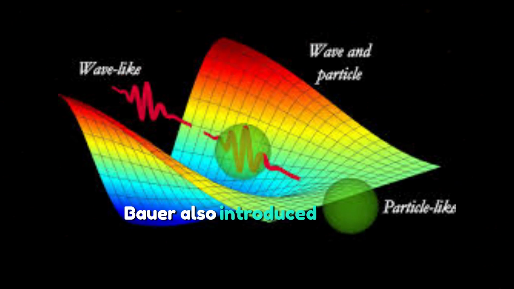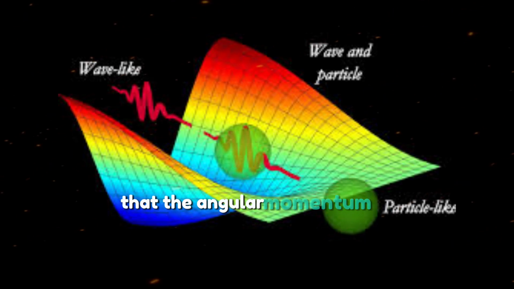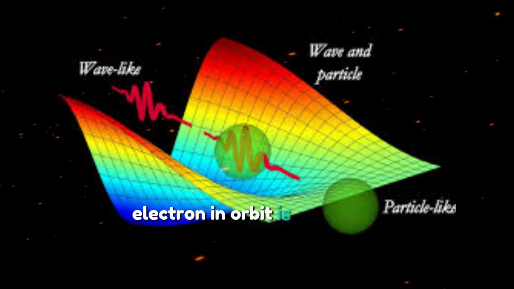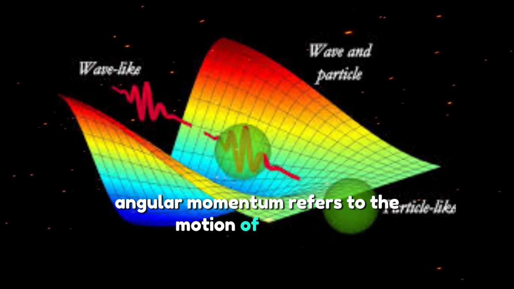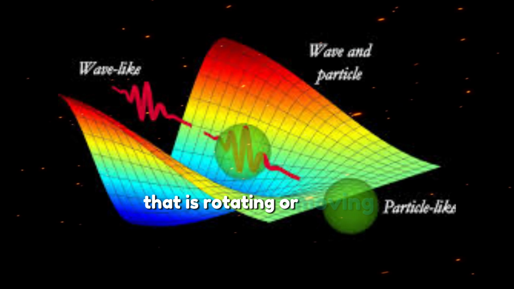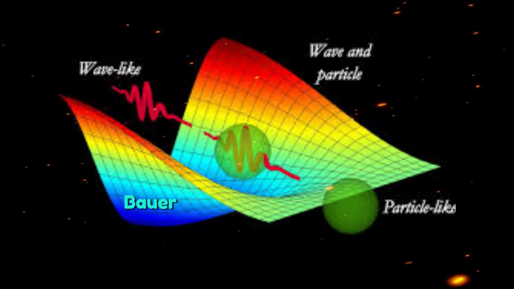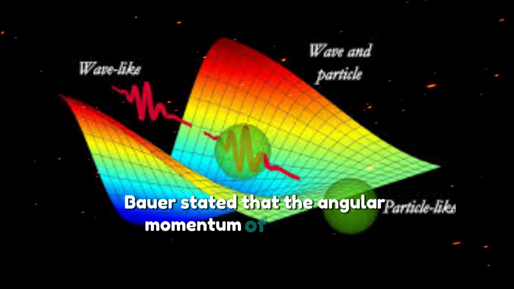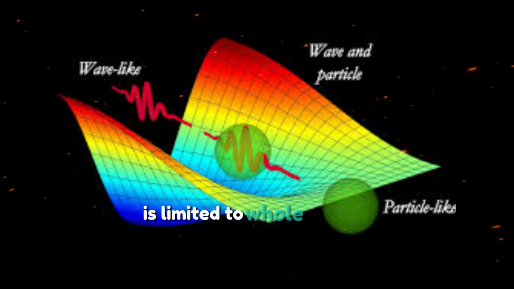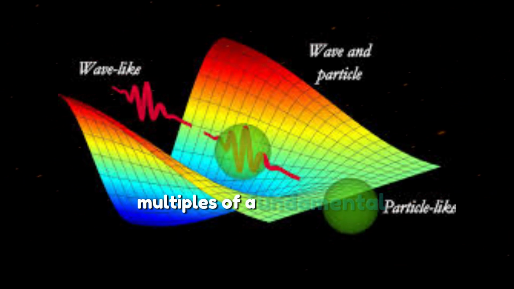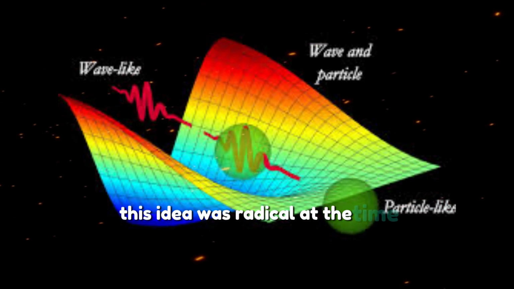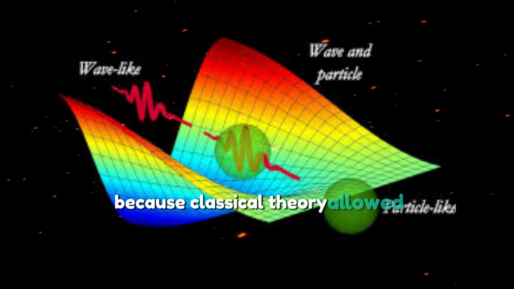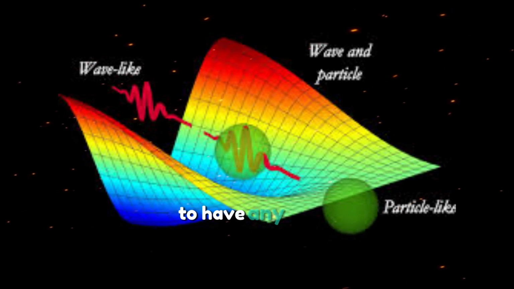Bohr also introduced the idea that the angular momentum of an electron in orbit is quantized. Angular momentum refers to the motion of an object that is rotating or moving around a center. Bohr stated that the angular momentum of an electron is limited to whole number multiples of a fundamental constant, known as the reduced Planck constant. This idea was radical at the time because classical theory allowed angular momentum to have any value.